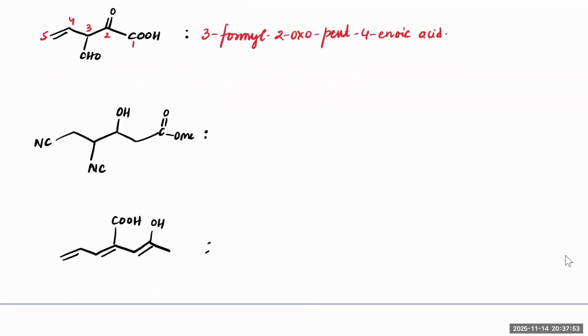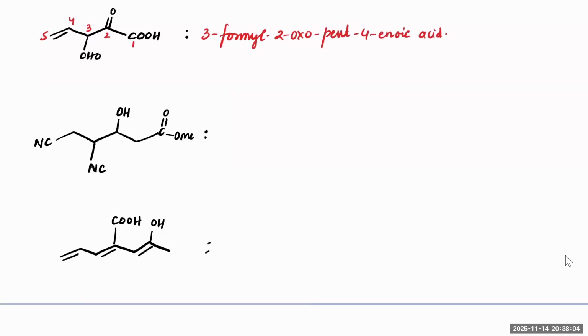So now, what do we have here? On second position, we have oxo, and on third position, we have formyl. So we will go with that writing. So 3-formyl and 2-oxo, and this is pent-4-enoic acid. So it is 4-enoic acid. Everybody clear? So that's how you'll decide the functional group, and then the rest of them will be the simple substituents.